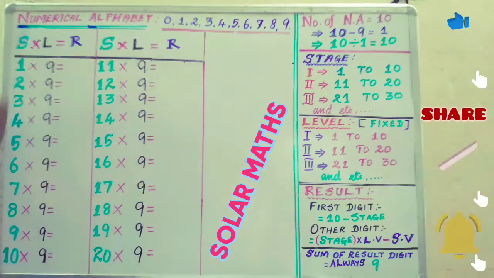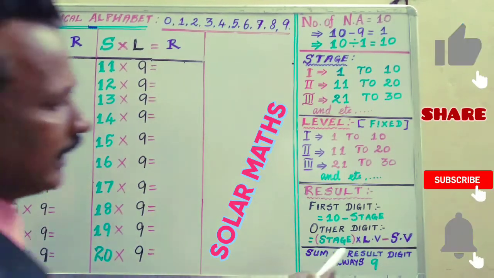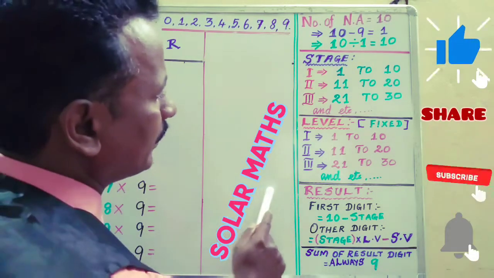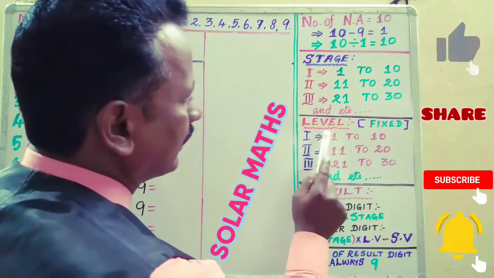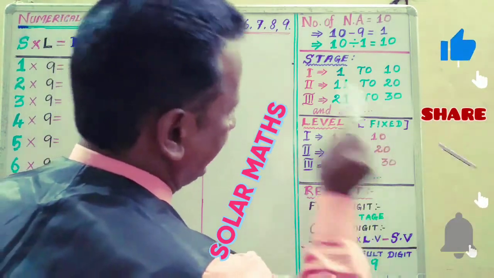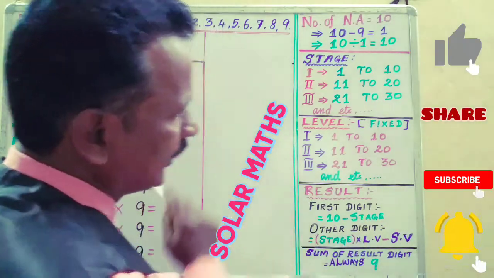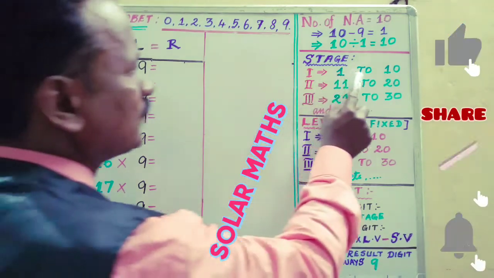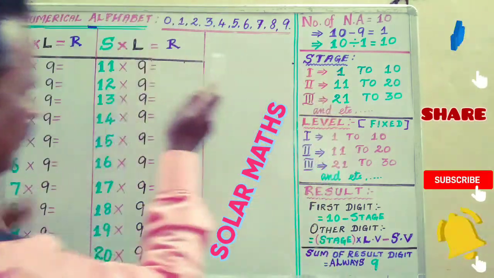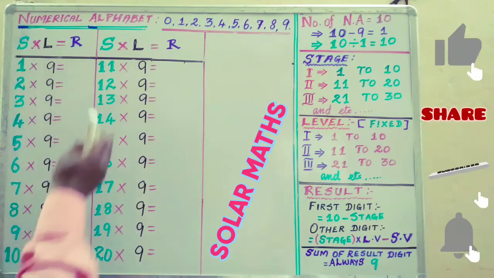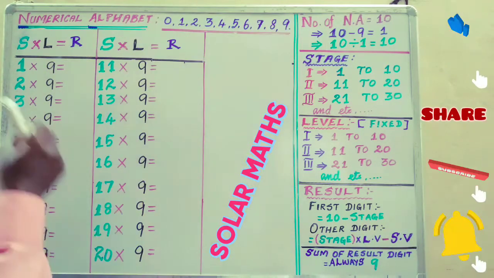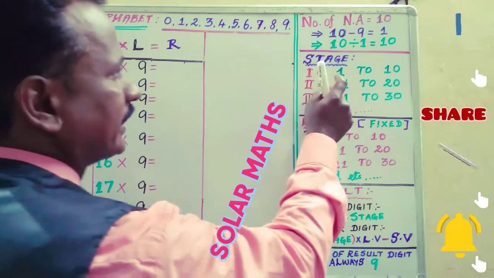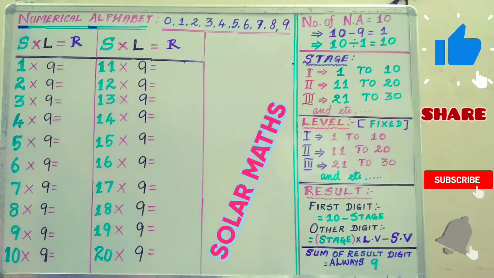Now we see the ninth table. The level value is 1 because 9 lies between 1 and 10. The stage value means here 1 to 10 comes to the first stage. So if you see 1 to 10, we use the first stage, and if you use 11 to 20, we use the second stage. Okay, let us see the table.